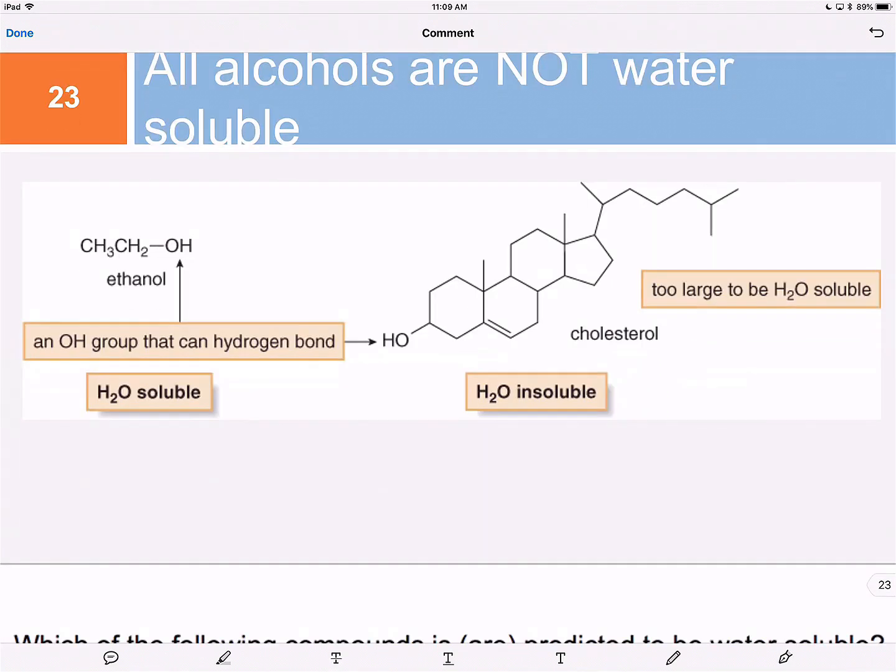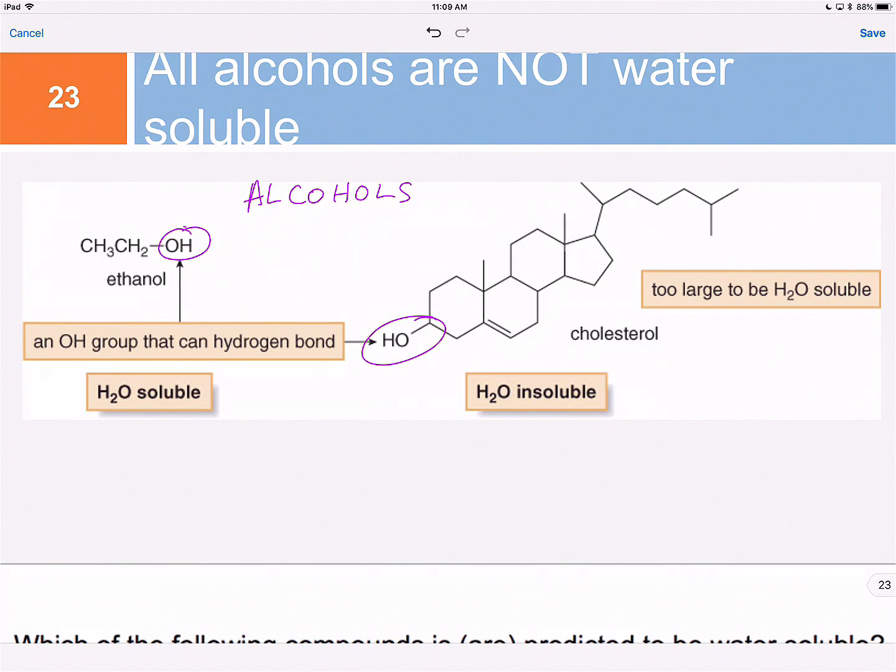Here is a comparison. You have 2 molecules, same functional group. Do you want to guess the functional group? Yeah, they are alcohols. So where is it? Right here, right? See that? That's where the functional group is. But one is water soluble, that's ethanol. The other one, cholesterol, is not water soluble.